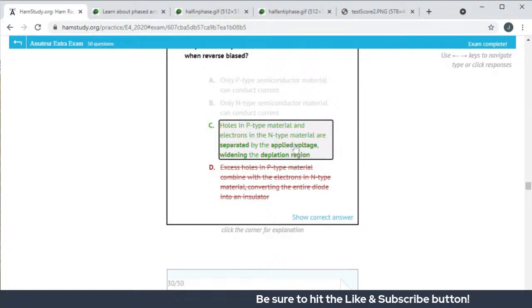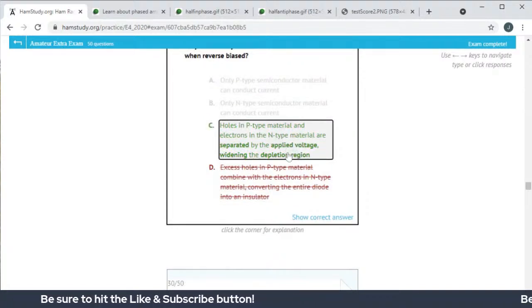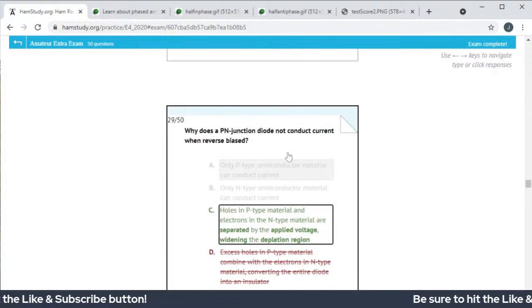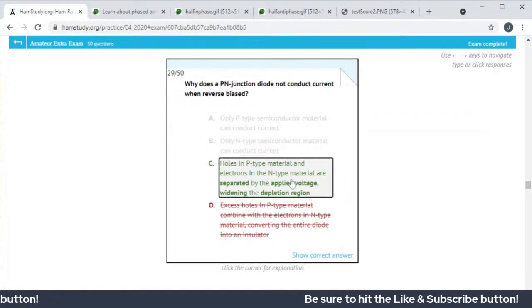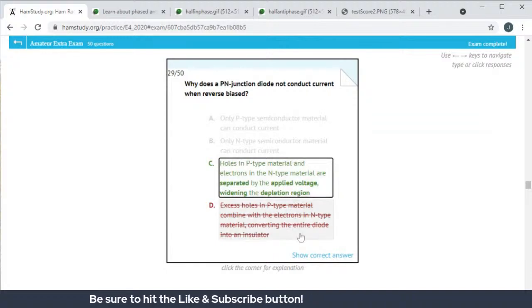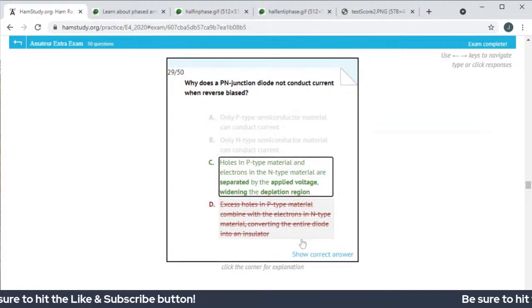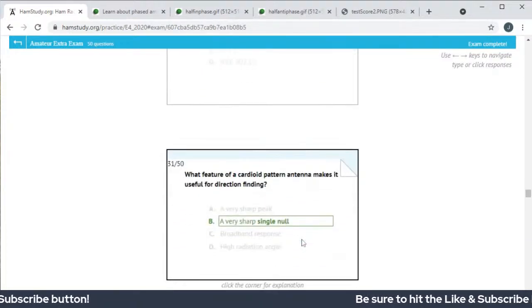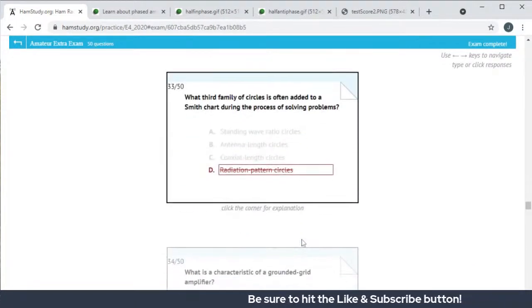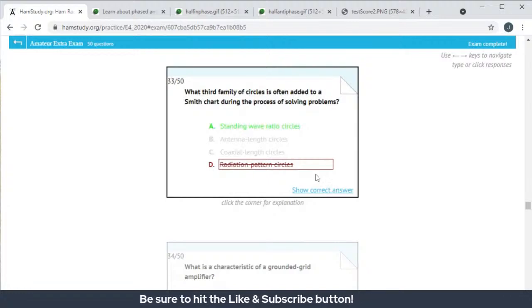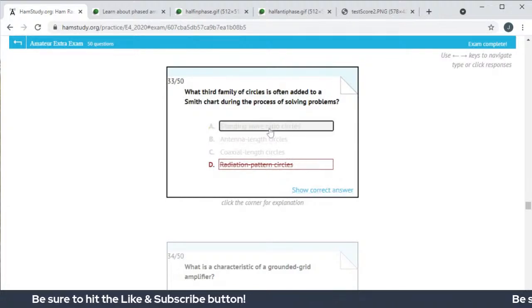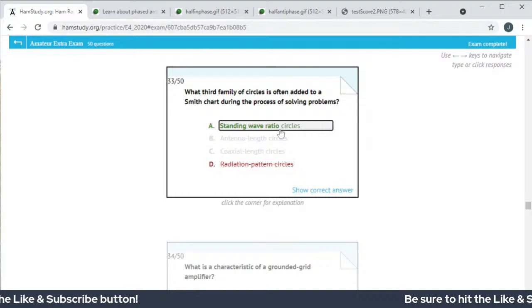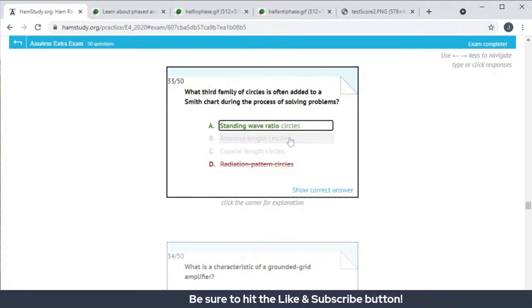Okay. Again, I knew it was an A or B. Okay. So with a diode, it creates a depletion region. Oh, yep. Again, I chose the wrong one. So standing wave ratios are added to the Smith chart.